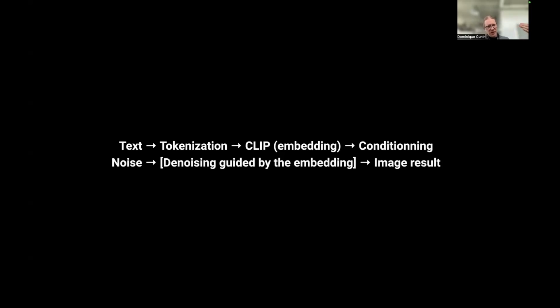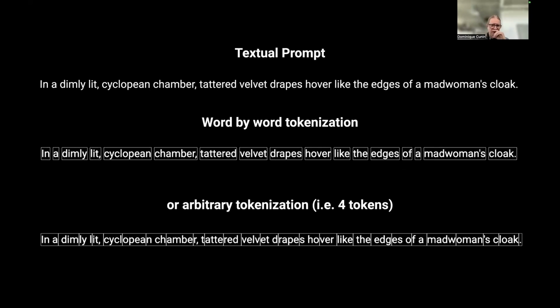So the idea is to have text that will guide, that will orient the generation of images. So we have this text that should be tokenized. Then we use a specific model we're going to speak about, which is called CLIP. And all of this is going to make what we call conditioning. And then the idea is to have noise, so an image made of random pixels, and to denoise this noise, guided by embeddings, and to have an image result.